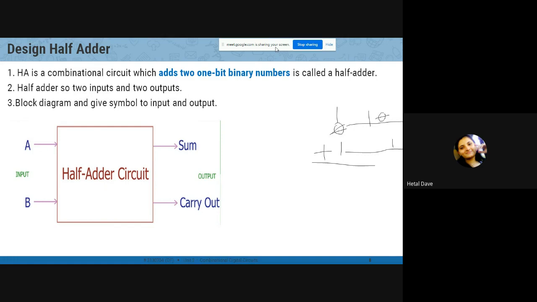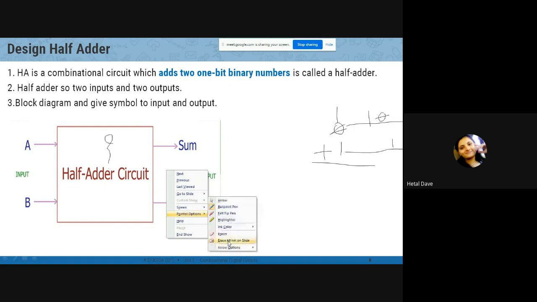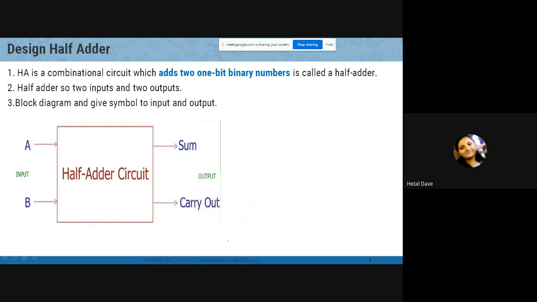Next, block diagram: 2 inputs and 2 outputs. Here you need to design this internal circuit. This is your aim. Internal circuit should be designed. But to design it, I should know some function, some equation. How can I make the equation? Using a truth table. So first of all, I need to make a truth table. So how is a truth table made? Can anyone tell me?